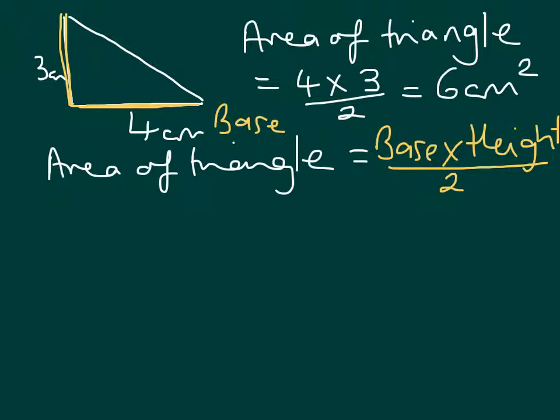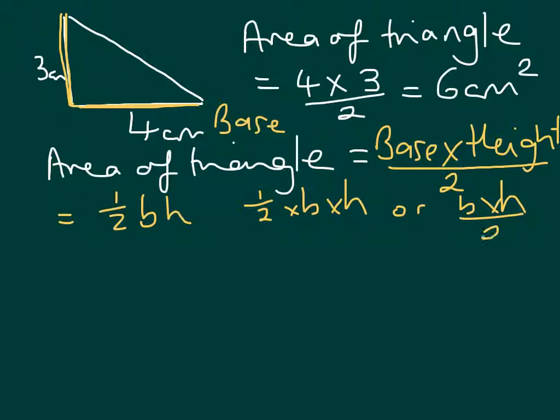by 2. Sometimes you might see the formula written like this: half base times height. So whether you do half times the base times the height, or whether you do the base times the height divided by 2, that will give you the same answer. This formula can be used for all triangles.